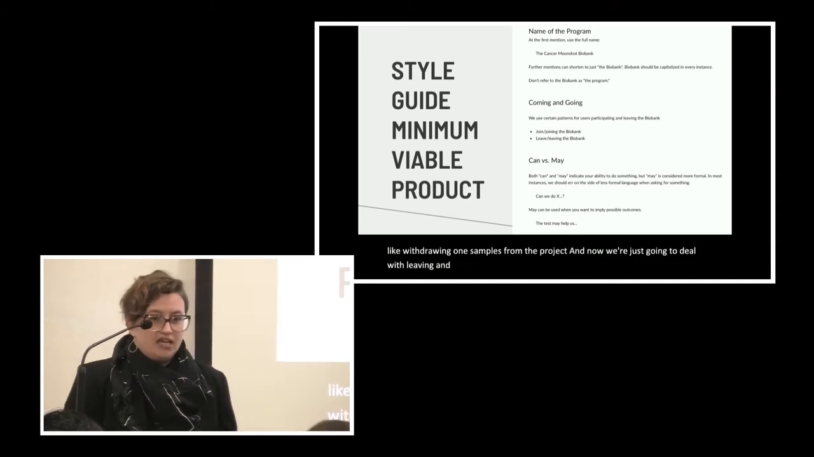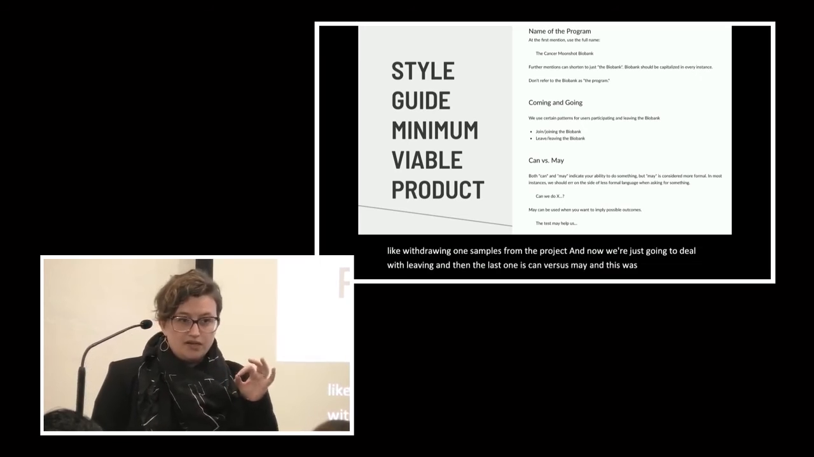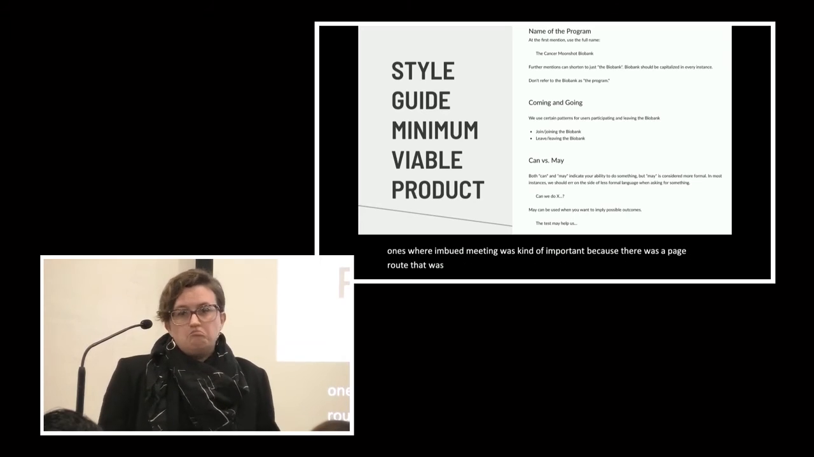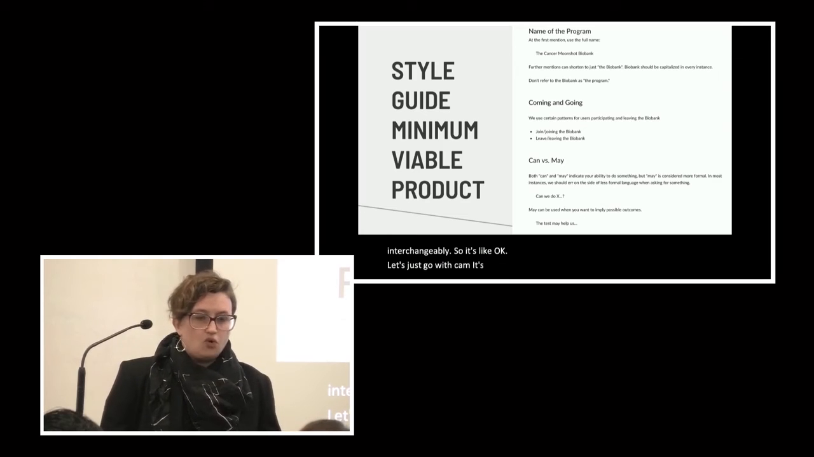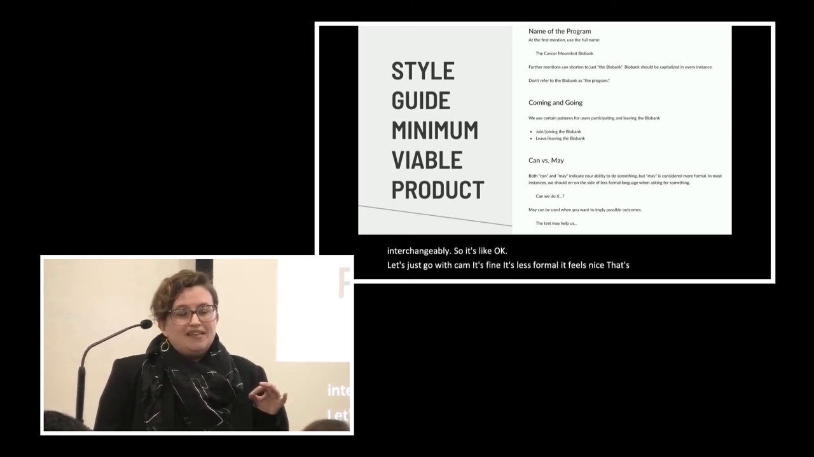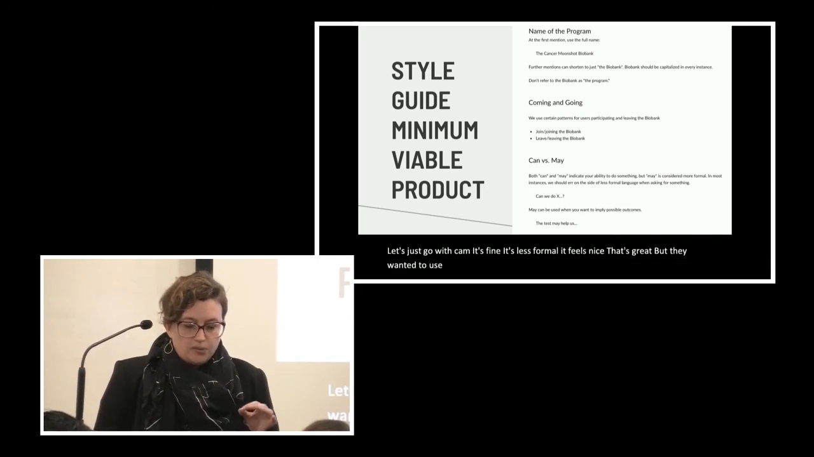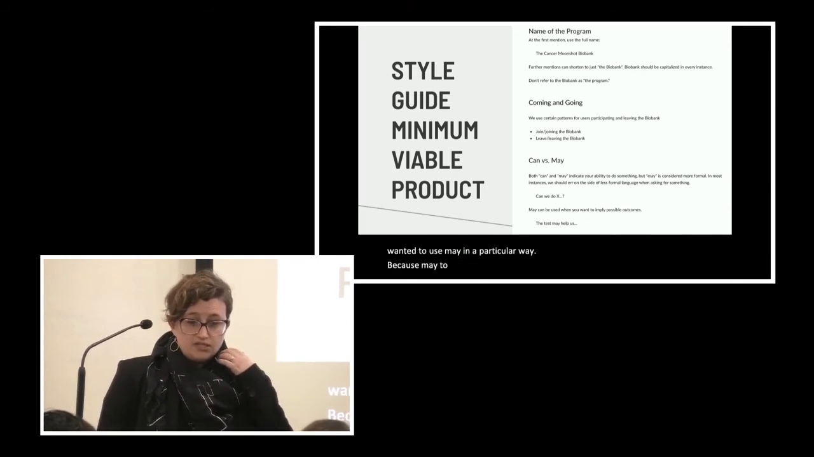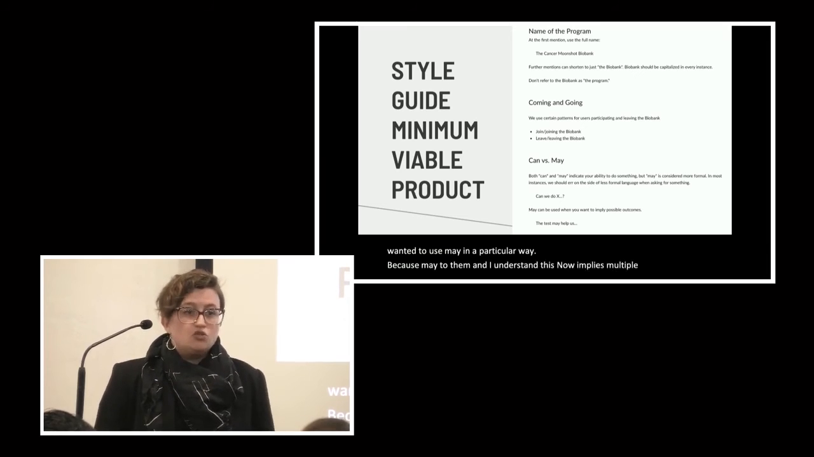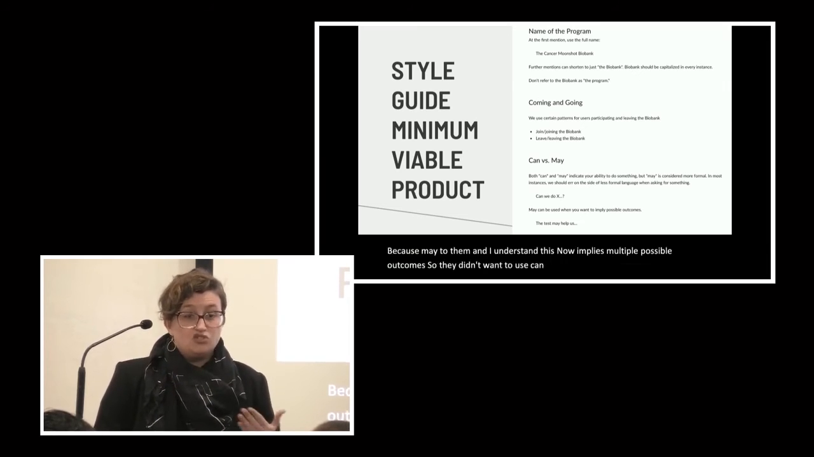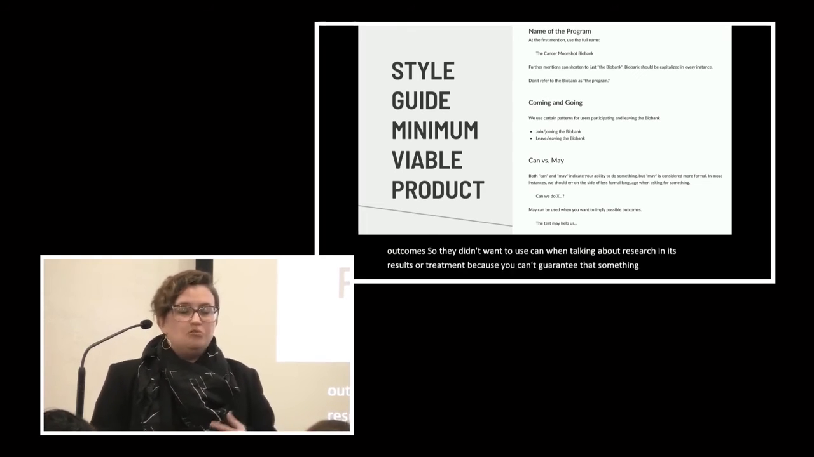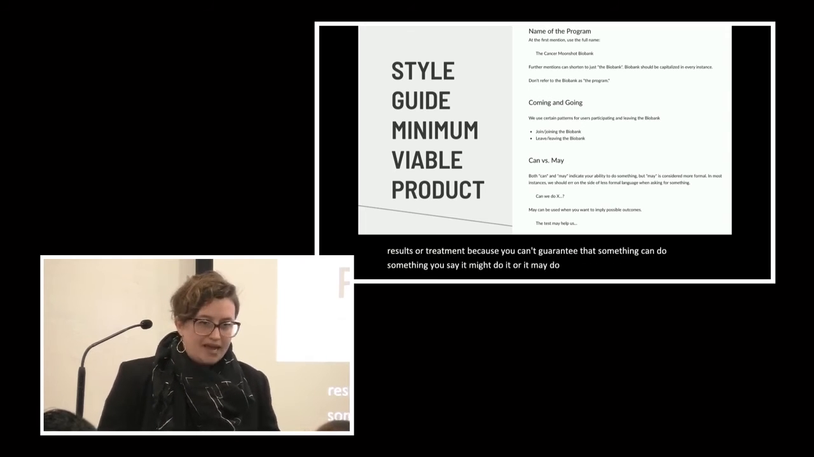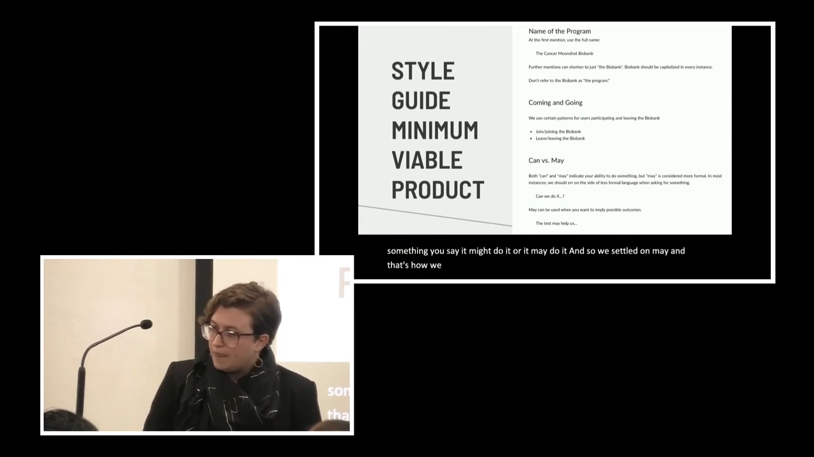And then the last one is can versus may. And this was one of those ones where imbued meaning was kind of important, because there was a page that was using both, and it was using them what I thought was mostly interchangeably. So I was like, okay, let's just go with can. It's fine. It's less formal. It feels nice. That's great. But they wanted to use may in a particular way because may to them, and I understand this now, implies multiple possible outcomes. So they didn't want to use can when talking about research and its results or treatment because you can't guarantee that something can do something. You say it might do it or it may do it, and so we settled on may, and that's how we used those going forward.